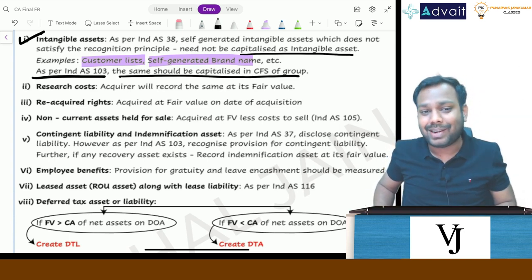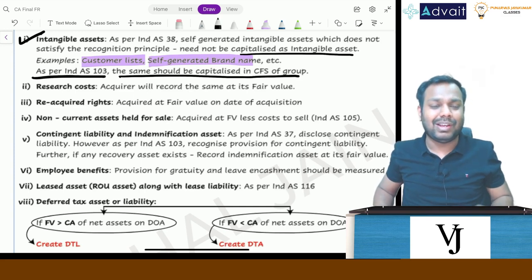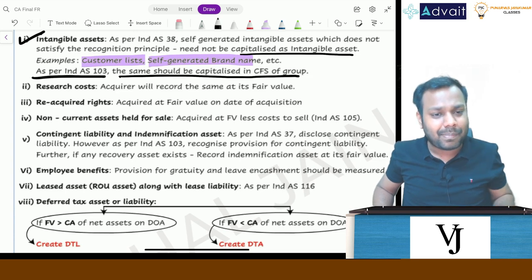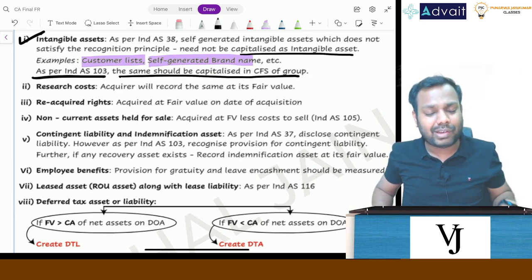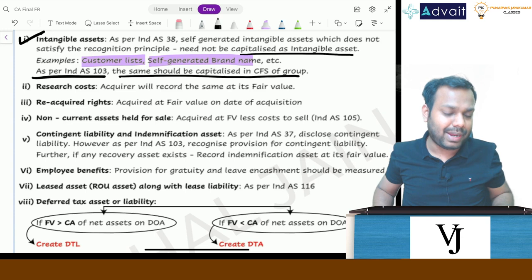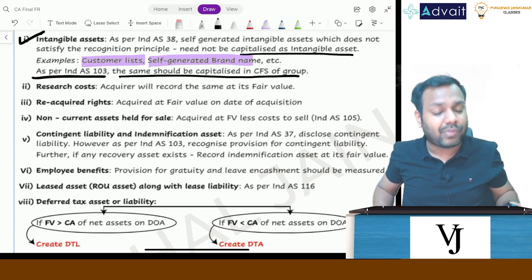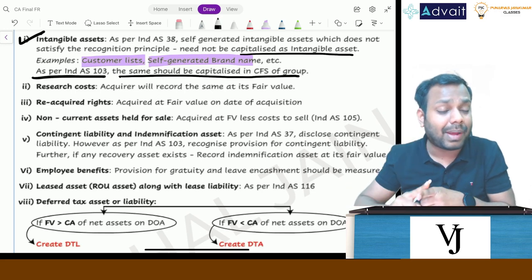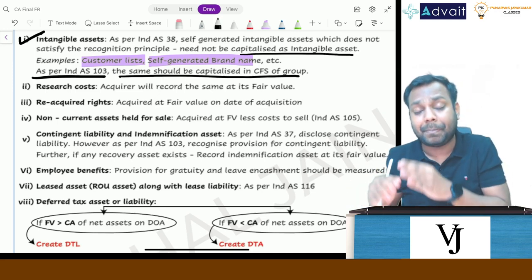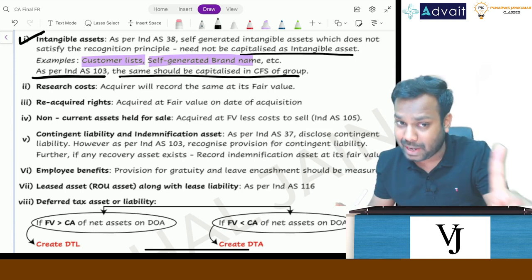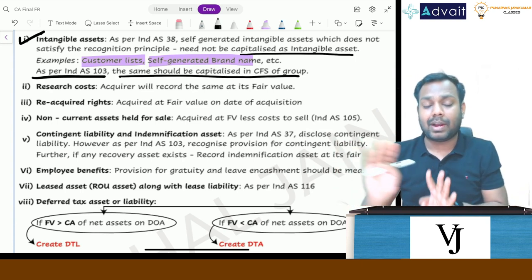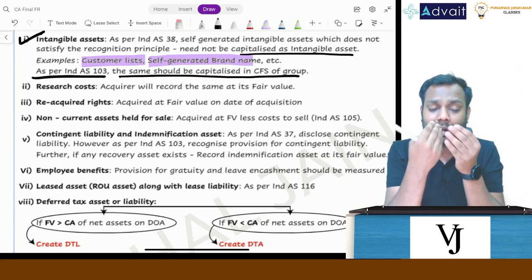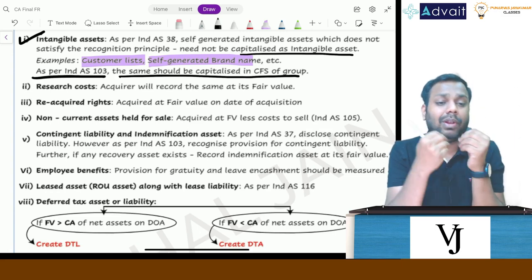So the standard says if any research cost has future economic benefits, which was done by the acquiree company before acquisition, it will be capitalized. But any research cost done by the group or the acquiree company post acquisition will not be capitalized. Again, Ind AS 38 will apply and we will transfer it to P&L. Only the research cost incurred till the date of acquisition will be capitalized.